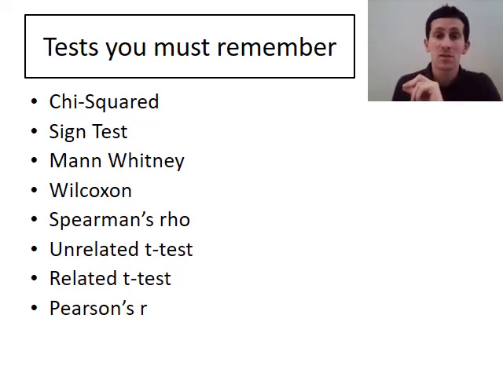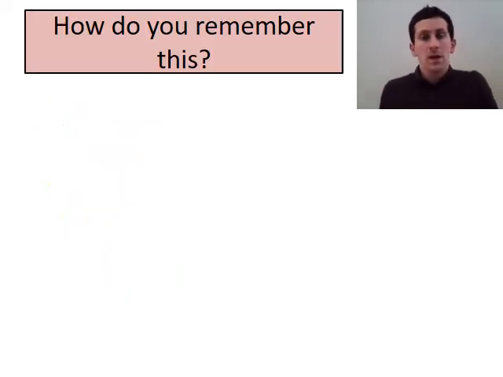And if they give you some data, you just have to go, right, I'm going to use Wilcoxon's test. Right, I'm going to use Spearman's rho test. You've got to be able to pull that straight out of what they've given you. And there are a few ways to help you remember how to do that. So, how do you actually remember what test to use when?